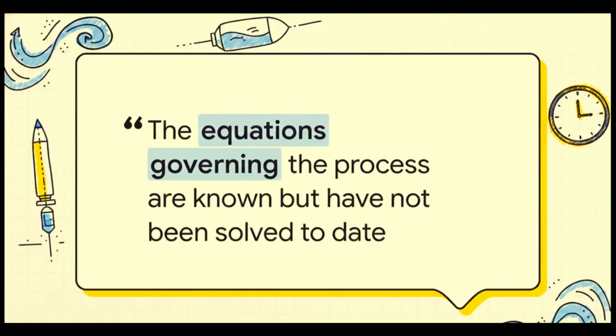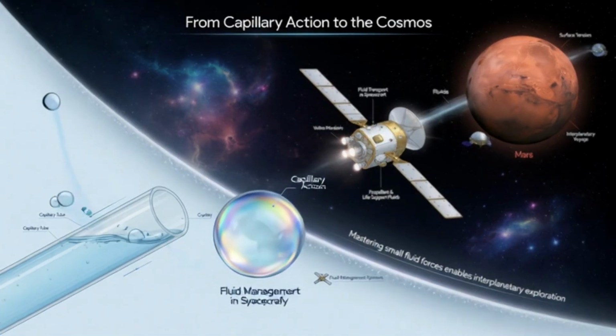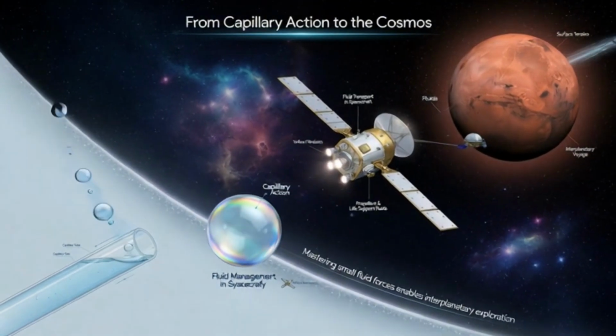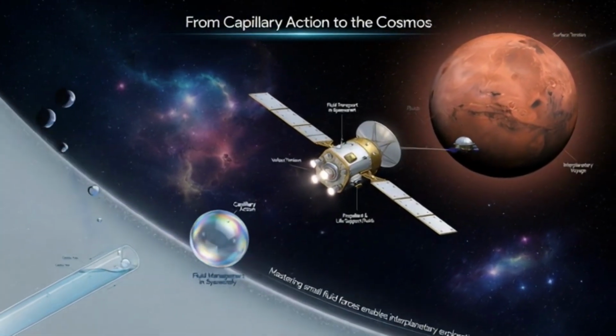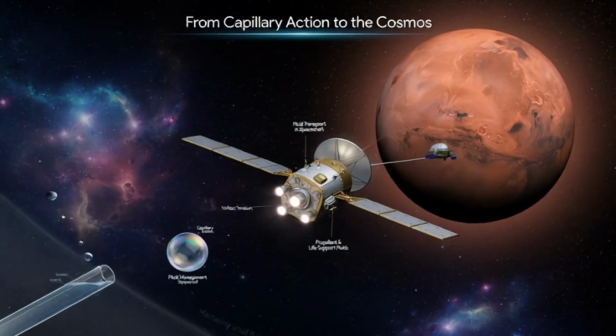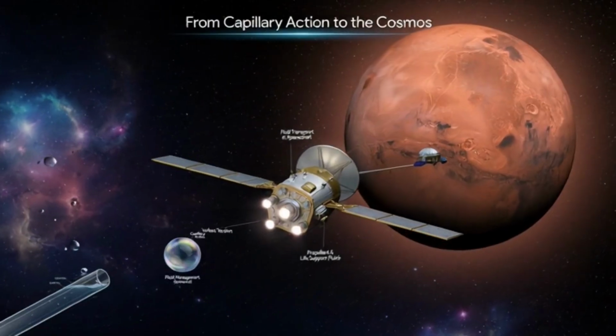Now, having all the analytical math for these capillary flows is fantastic, but as science students, you know that theory always requires experimental validation. And that becomes a pretty huge problem when your lab is stuck on Earth. Listen to this incredibly crucial insight straight from NASA's capillary flow experiment documentation. The equations governing the process are known, but have not been solved to date because of a lack of experimental data identifying the appropriate boundary conditions.